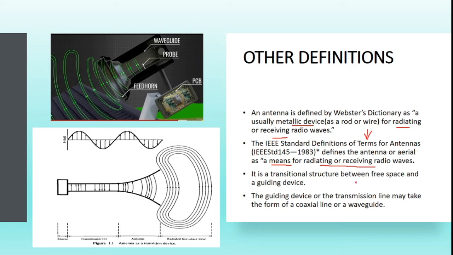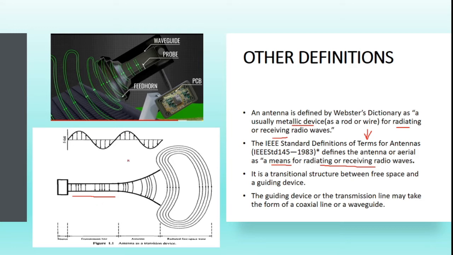And this is the definition that we saw already. It is a transitional structure between free space and a guiding device. And this guiding device is nothing but the transmission line that we see here, that is straight in nature. This transmission line might be a coaxial cable, or it might also be a waveguide when we go for very high frequency transmissions, right? So this diagram depicts the transition.